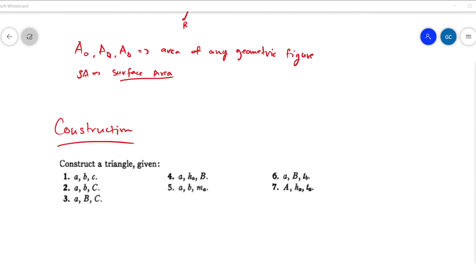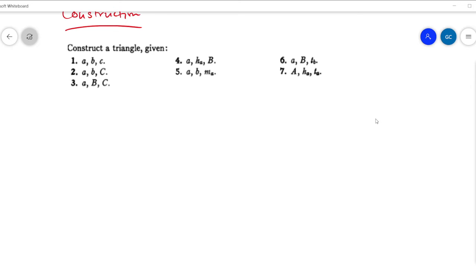Wait a second. I forgot to include another notation. We have here TA, or TA, TB, or TC. This is just internal bisectors. Okay, so let's go to the examples. So we are tasked here to construct triangles given the following.